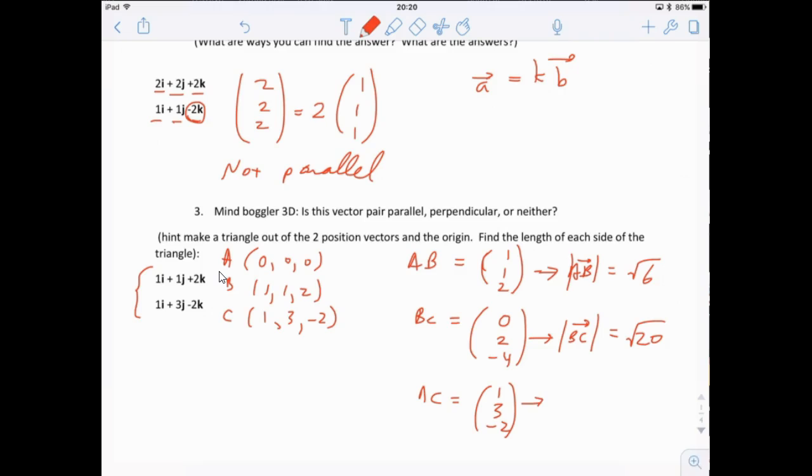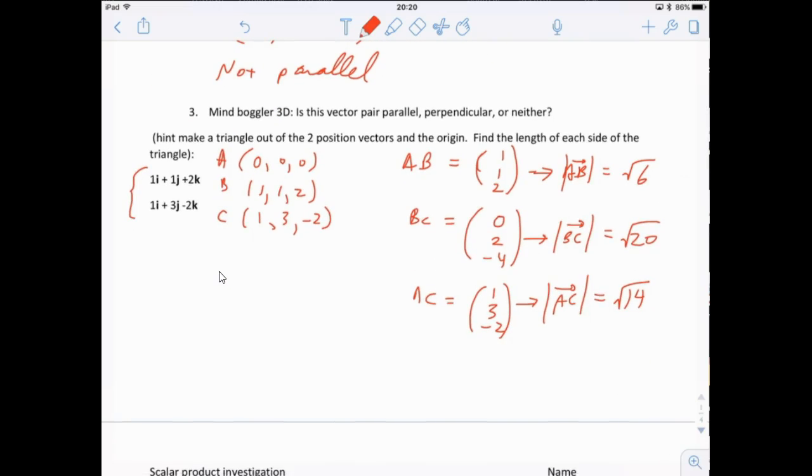And then finally we have one side, which is AC. And this one is going to be the square root of 1 squared plus 3 squared plus negative 2 squared, which is 1 plus 9 plus 4, which is going to be 14. Okay? So we got 3 sides: the square root of 6, the square root of 14, the square root of 20. We're going to see if they obey Pythagorean's theorem.